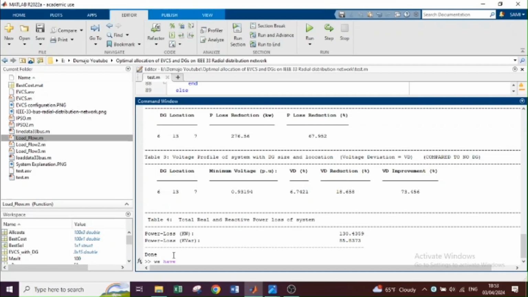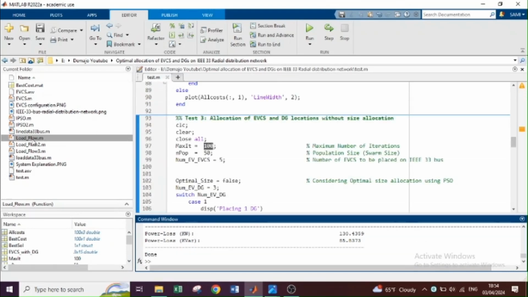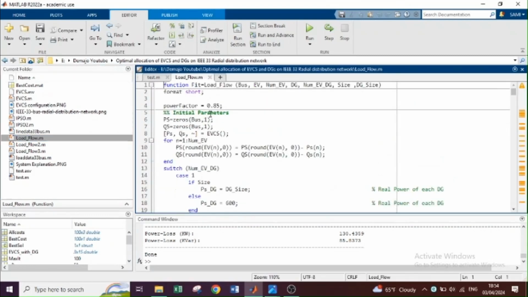So now that we have used constant sizes for DGs, let's proceed and allow the IPSO to determine the best size for DGs. We want to see if there is any improvement towards the power loss reduction and voltage deviation when we allow the IPSO to determine the best size. All right. Keep in mind that the total size is still capped at 2,200 kilowatts, and the maximum size for DG is 2,000, minimum is 50.